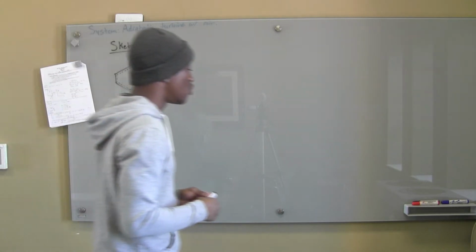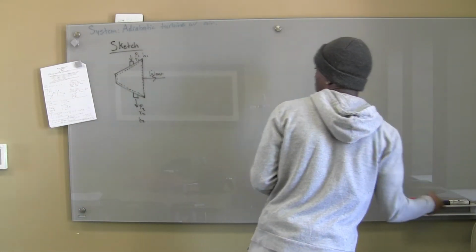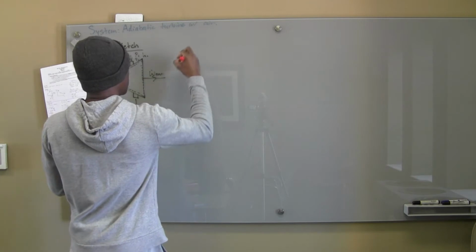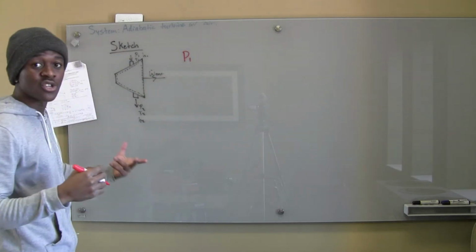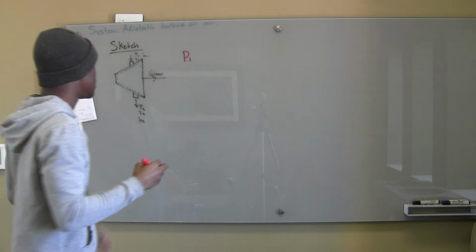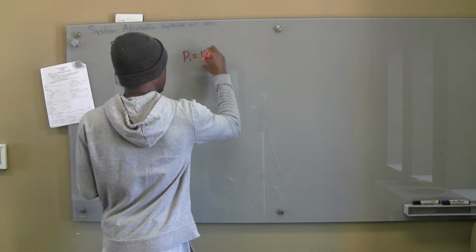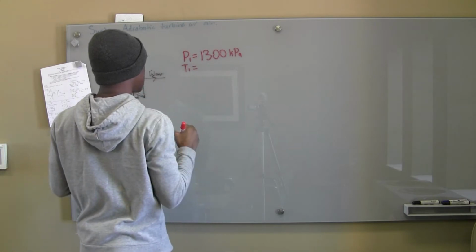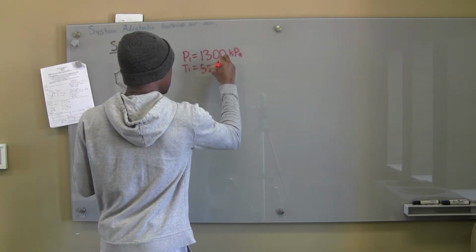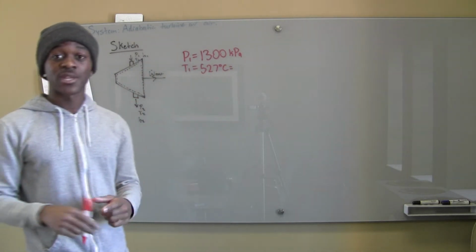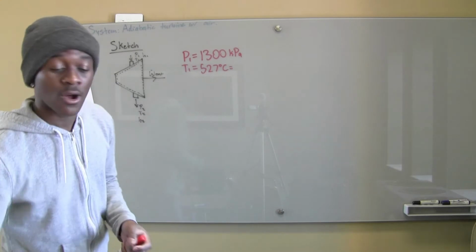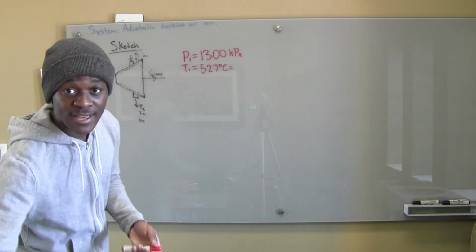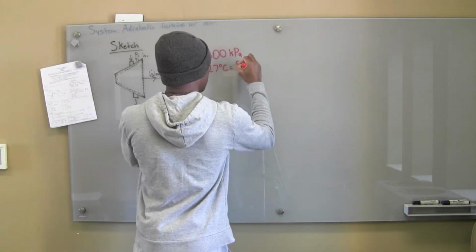Now, what I like to do, as you've seen, I'm going to go ahead and use red. I like to write out all of the properties that they've given me. So I know that it's expanding air from 1300 kilopascals and 527 degrees Celsius, right? So my P1 is 1300 kPa. My T1 is 527 degrees Celsius, but what do we have to do? Because we're dealing with an ideal gas, we have to convert that to Kelvin, right? I'm going to convert that to Kelvin by adding 273 degrees, and that gives me 800 Kelvin. So I'm just going to write equals 800 Kelvin.